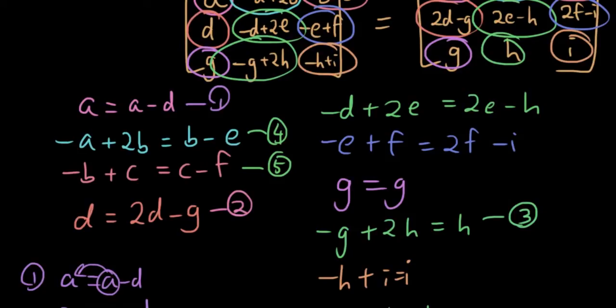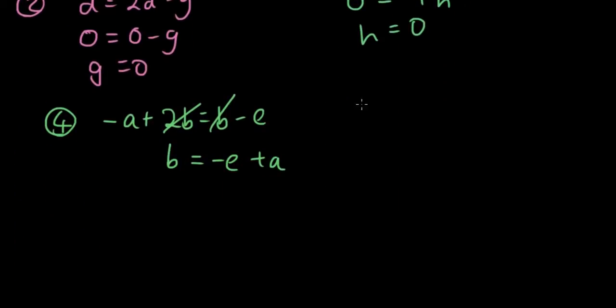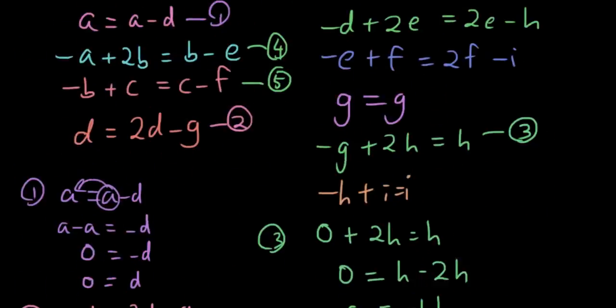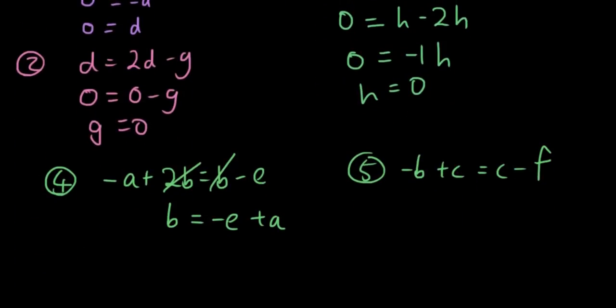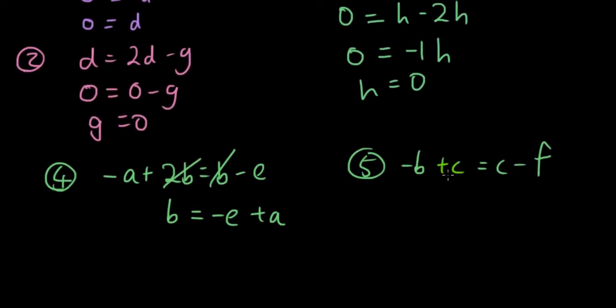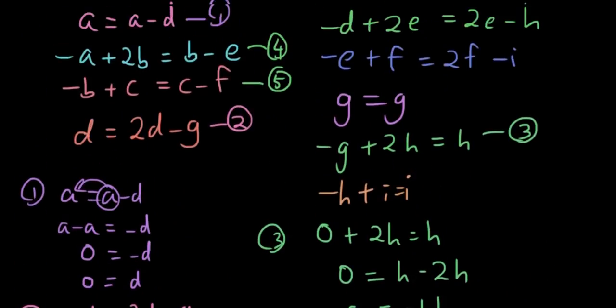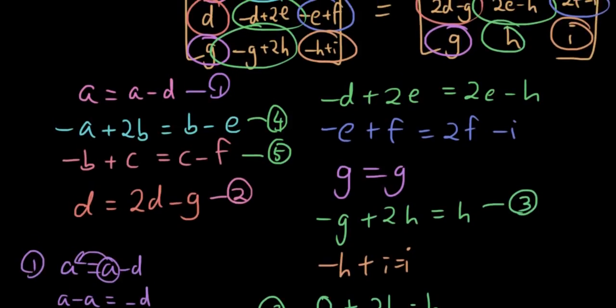Negative b plus c equals c minus f. And cancel out the c's on both sides, so negative b equals negative f. So that's just saying b equals f. And let's do number 6.